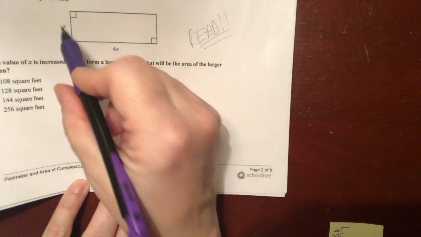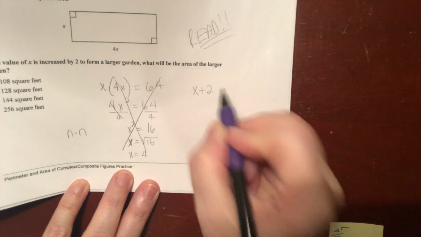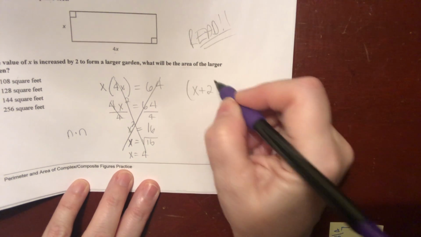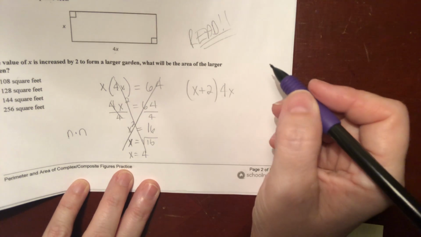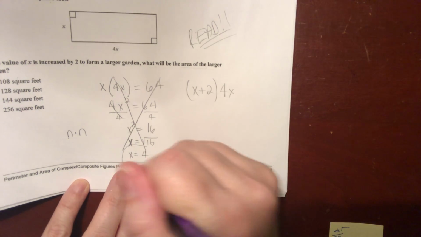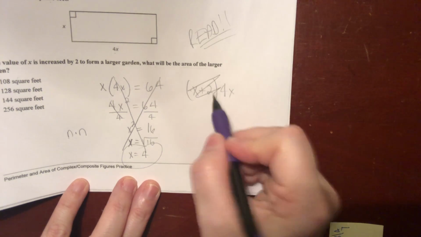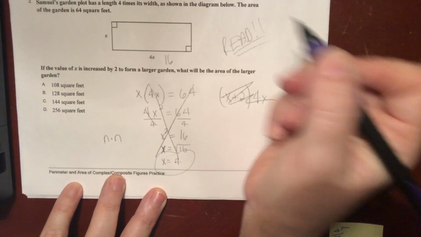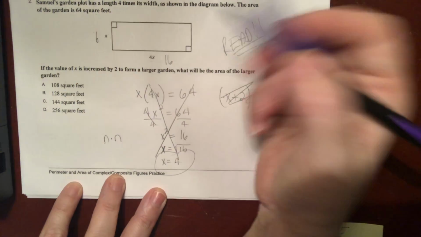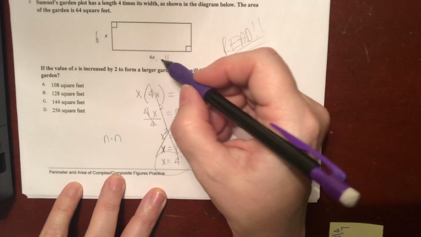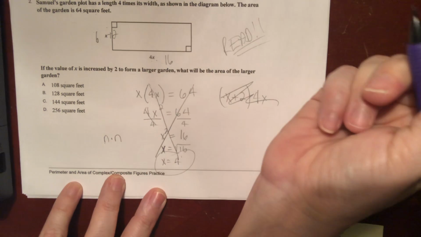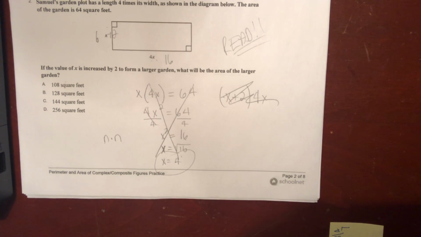Okay, so this is now going to be x plus 2. And then the other part is still 4x. I think we can use this, actually. I take that back. We're going to take this 4 and figure out what these are. So 4 times 4 is 16. 4 plus 2 is 6. So we just took the x and put it in here. 4 times 4 is 16. We took the 4 and added 2 because that's what the directions told us to do. Now I'm going to do 16 times 6.